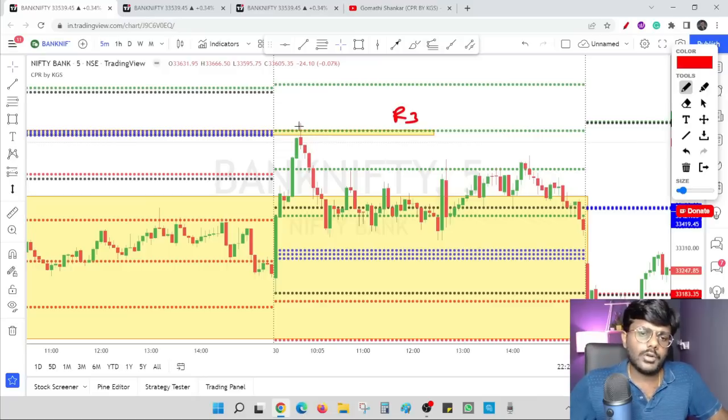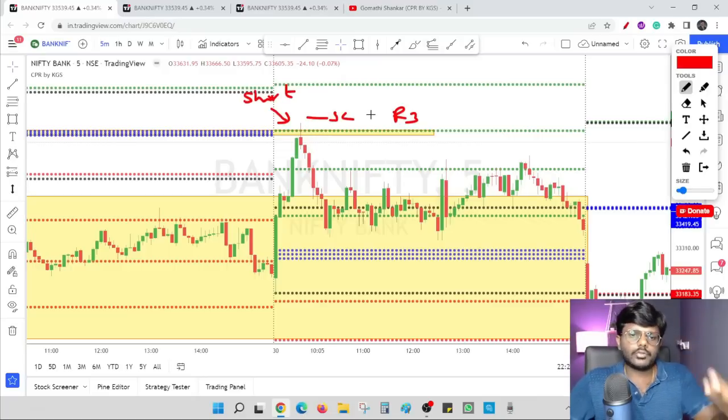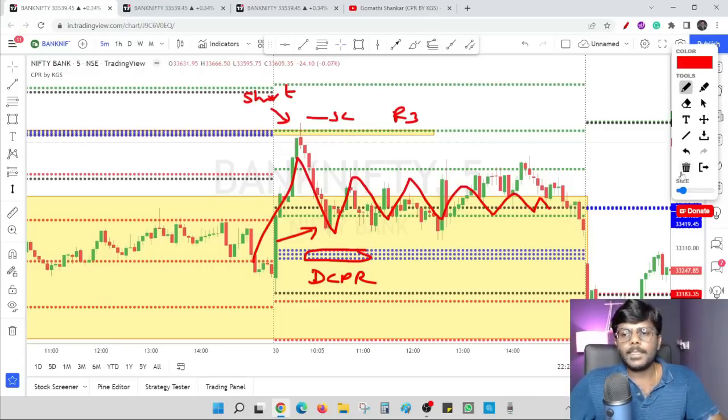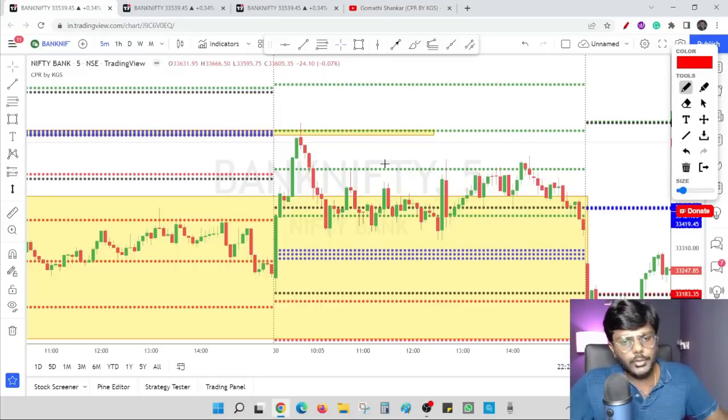So what you are going to do, you are going to take a short position and you are going to place your stop loss above R3. So your stop loss is very small. So this trade is purely based on Virgin CPR only. After that, you can take a short position here because R1 and previous day high is broken, and you can aim for a target of daily CPR, but your stop loss is hit because the market was too volatile because of monthly expiry.